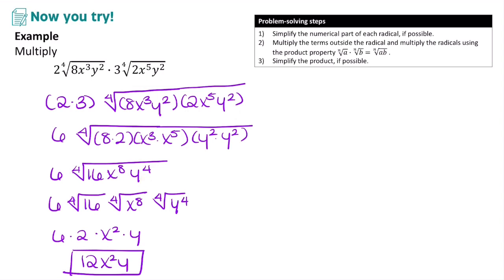Then we separate these out, so the 4th root of 16, the 4th root of x to the 8th, and the 4th root of y to the 4th. So the 4th root of 16 is 2. 8 divided by 4 gives me x squared. Y to the 4th, so I just do 4 divided by 4, which is 1, so I'm just going to write that as y. 6 times 2 is 12, and then I have x squared and then y.